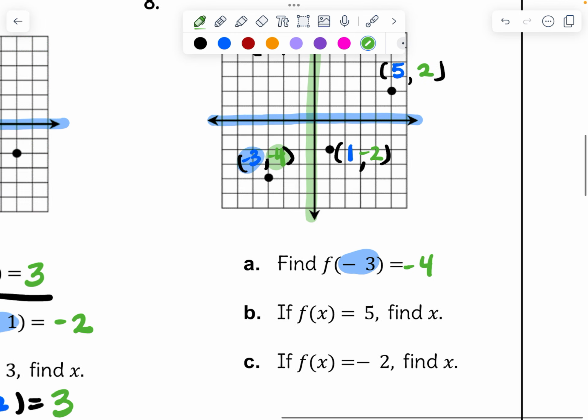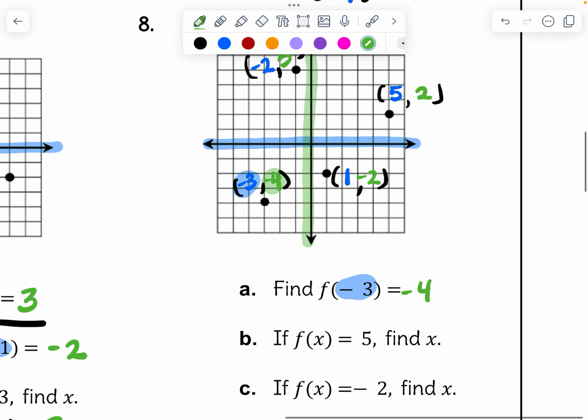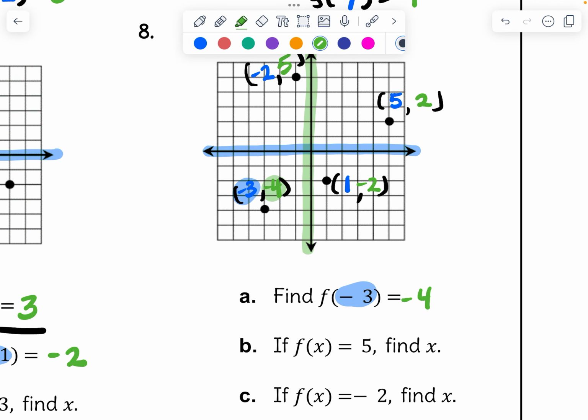If f of x equals 5, find x. So now we are looking for the output of 5. The input is negative 2. So f of negative 2 equals 5.